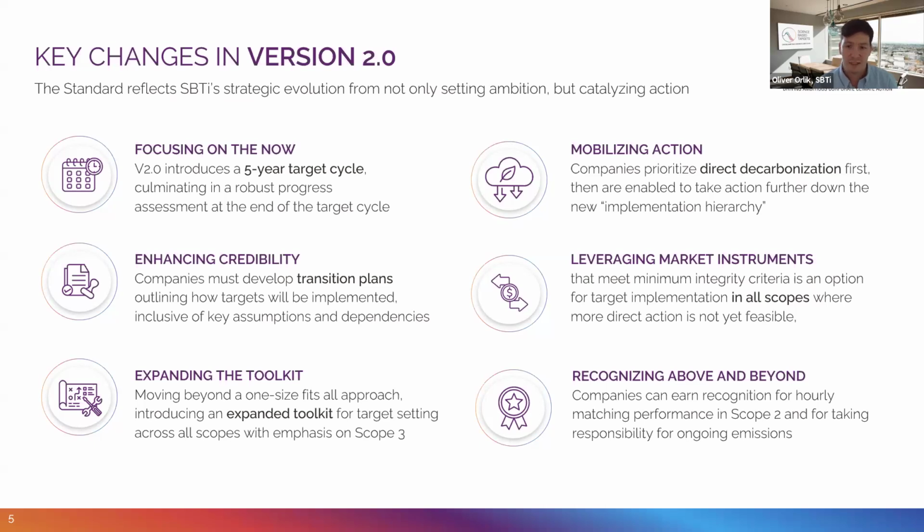We're expanding the toolkit. So one of the largest innovations is we're moving beyond a one-size-fits-all approach to an expanded toolkit of different target setting options across all scopes for a different range of levers at companies' disposal. And we're going to touch on that later in the conversation. We know how difficult it is to achieve direct decarbonization in your value chain. And for many organizations, there just aren't the options in the sectors or the regions in which they operate. So we're introducing something we're calling the implementation hierarchy, where companies can invest in different decarbonization options further down the value chain, which we will discuss.